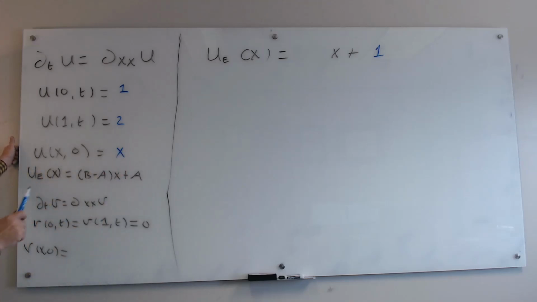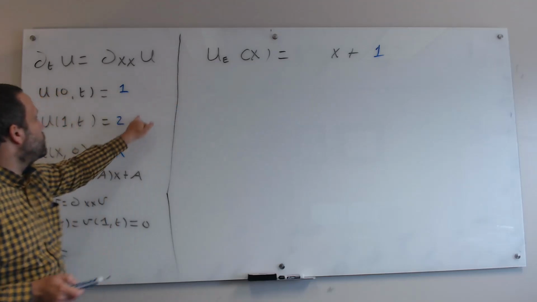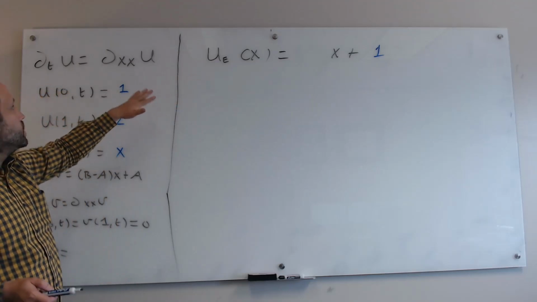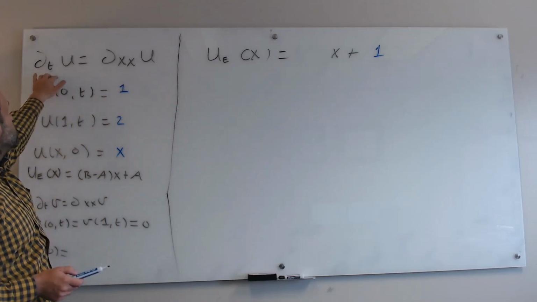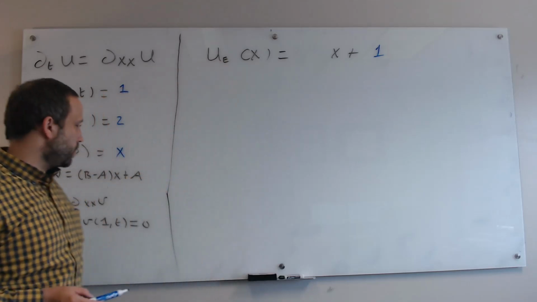So u of 0,t, I want to look at a specific condition. Before I had an a and a b and an f of x, I want to look when a is equal to 1 and b is equal to 2 and f of x is equal to x. Okay, so now ue of x, that is the equilibrium distribution, is x plus 1. If you plug in x equal to 0, you get 1. If you plug in x equal to 1, you get 2. So this satisfies the boundary conditions, and of course it satisfies this equation as well, since the t derivative is 0 and the double x derivative is also equal to 0.